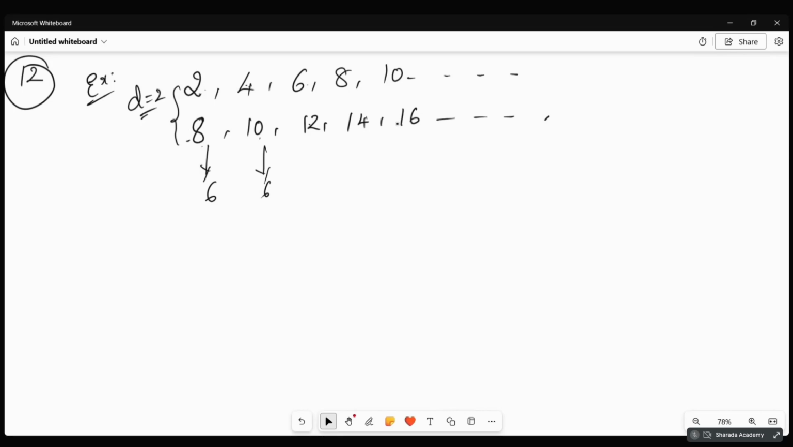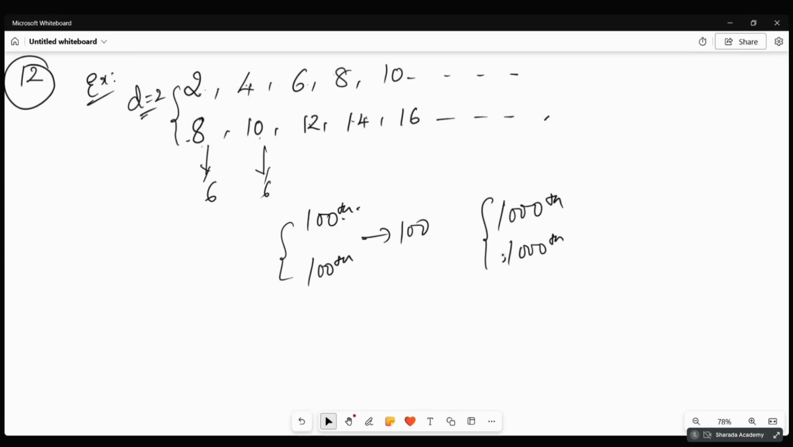So, in the question, 12th one, two APs have the same common difference, and the difference between their 100th term is 100. What is the difference between their 1000th term? This is the question they have given. Okay. So since the difference between the 100th terms of the two APs is 100, what will be the difference when it is the 1000th term? How much will be the difference?